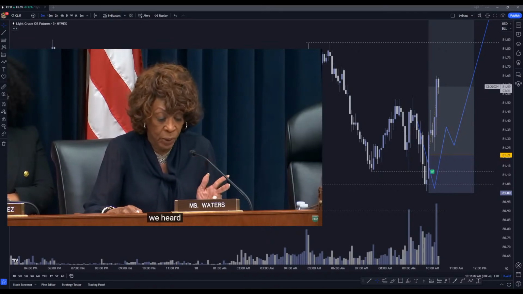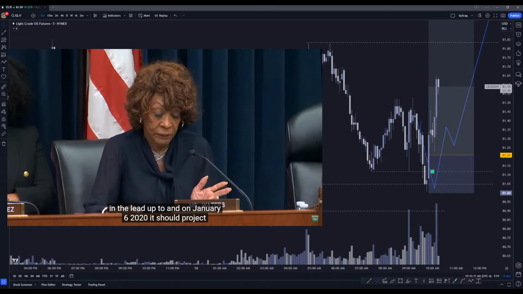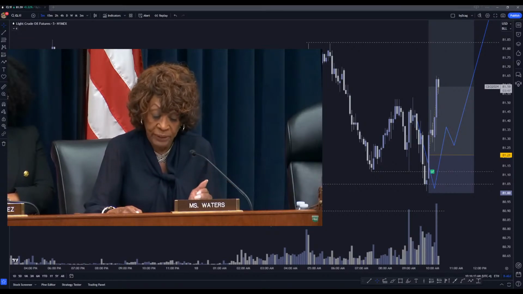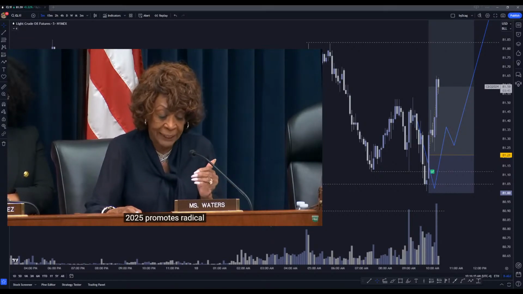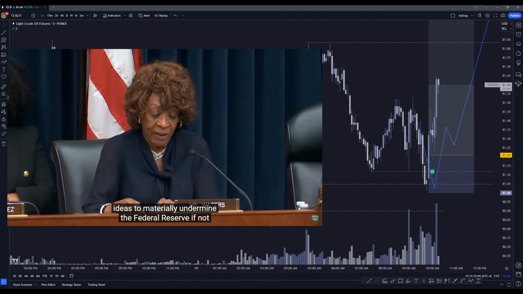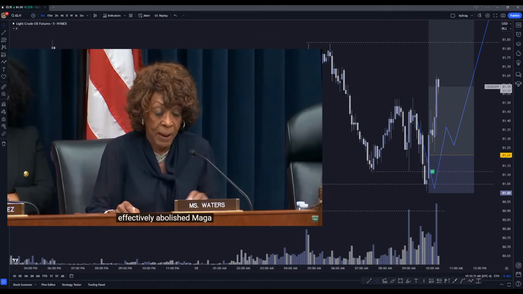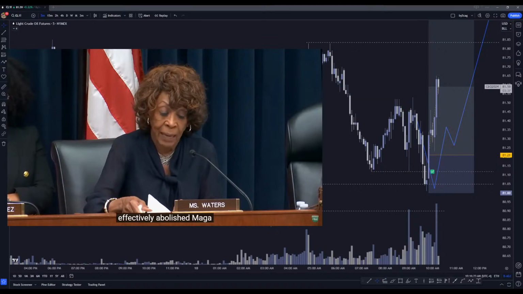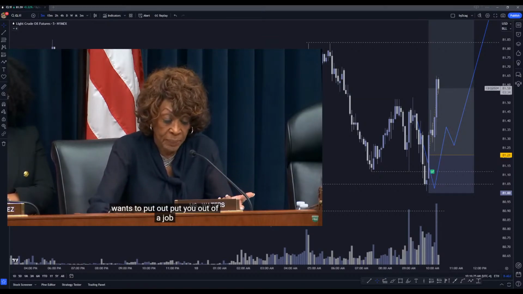Somebody let me know, chat. I haven't looked into this Project 2025 stuff. Is this being exaggerated? Is this even materially real? I don't even know. It seems like a radical agenda to undermine the Federal Reserve, if not effectively abolish it, and put you out of a job, Chairman Powell. I wouldn't be surprised if it's also real.